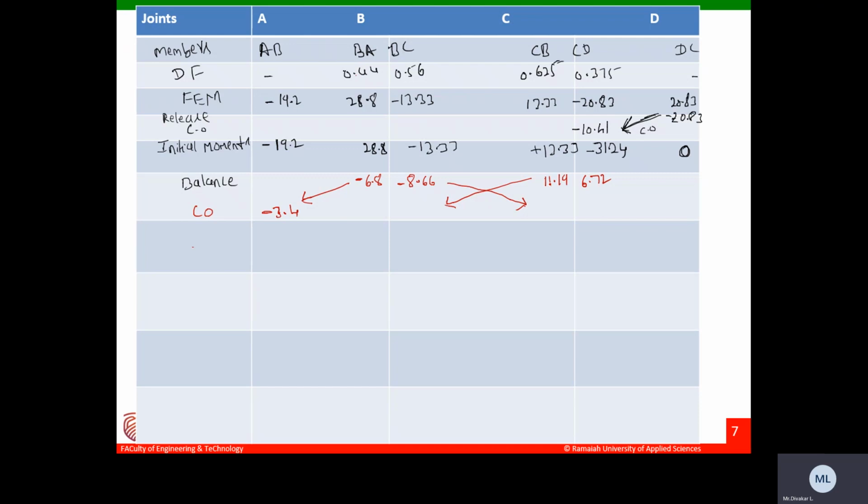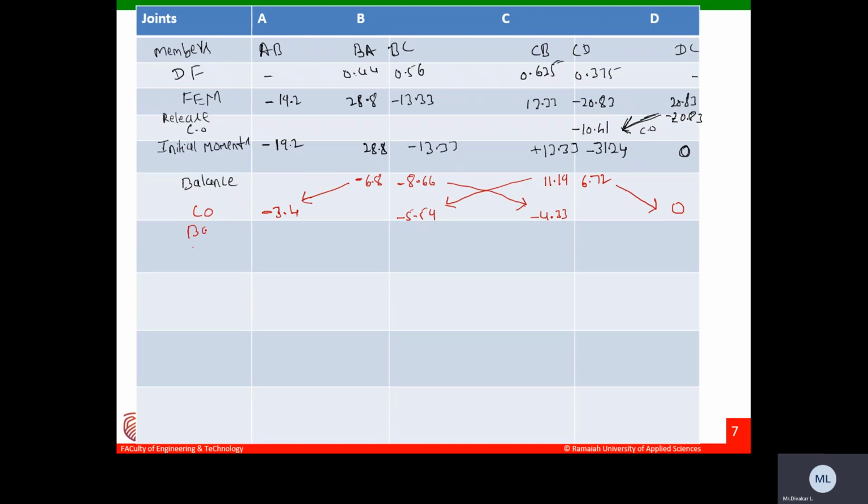Why? Because with respect to C, B is continuous. With respect to B, C is continuous. So I can do that. So you will get minus 5.59, minus 5.59, and this you will get minus 4.33. Here to here I cannot do because it is simply supported. Zero moment should be carried on that side. Okay. Now, next, do the balance.